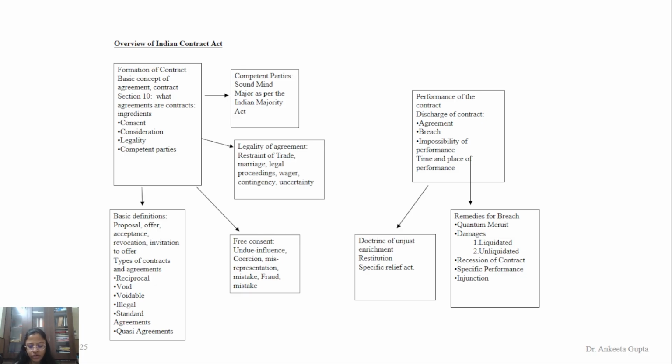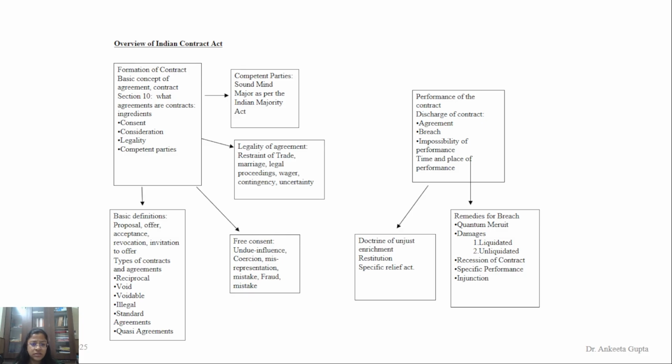When you look at the law of contract, the first concepts that we look at, from sections 1 to 10, are the methods, the manner in which the contract gets formed. So there are certain basic principles. When is it that we say that an agreement is being formed? When is it that we say that the agreement enforceable by law becomes the contract? What are the various ingredients that must exist in order for the contract to be formed?